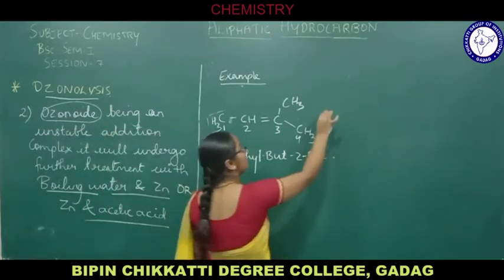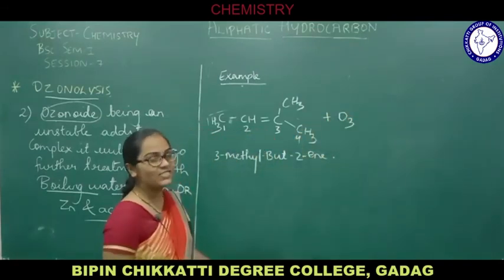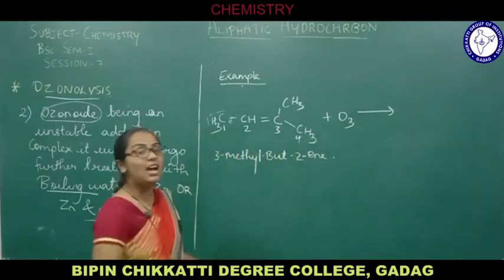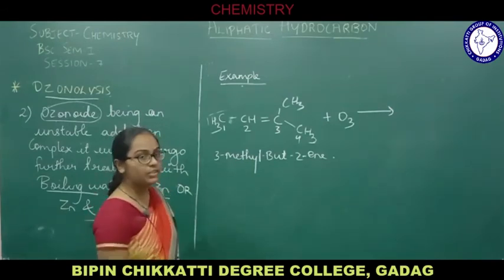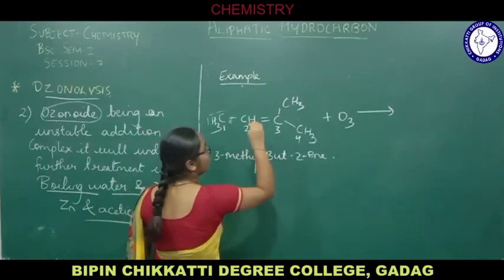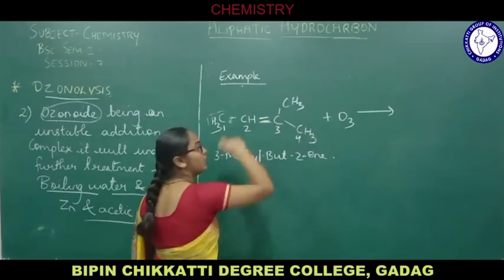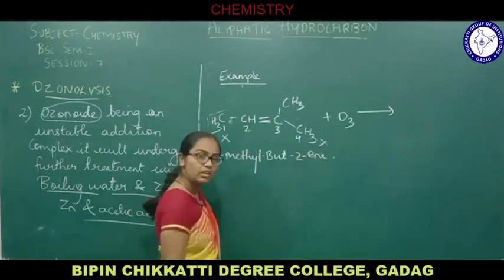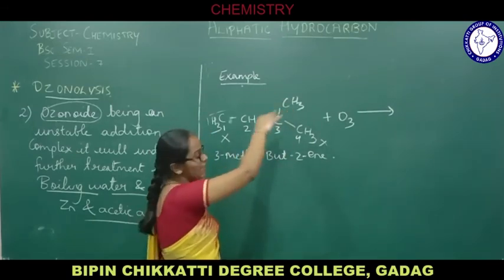Now when this alkene is treated with ozone, it will form an unstable addition complex which is called ozonoid. So how will this ozonoid get formed? This O3 molecule will combine between carbon number 2 and carbon number 3 only, because only where the double bond is there will the ozone molecule combine. We are not supposed to touch carbon number 1 and carbon number 4. Okay, this methyl group, the hanging branch group, will stay as it is.